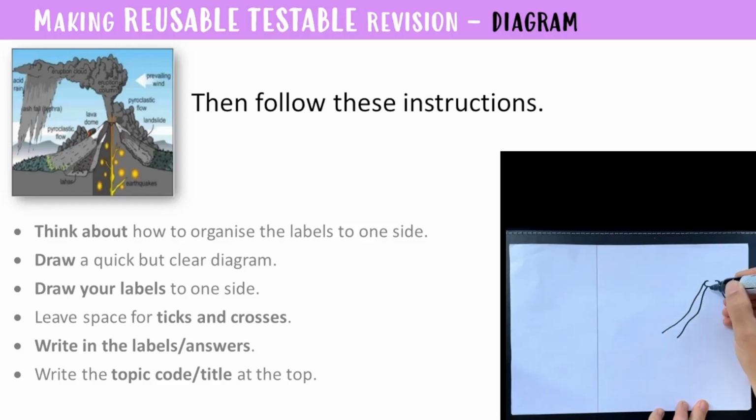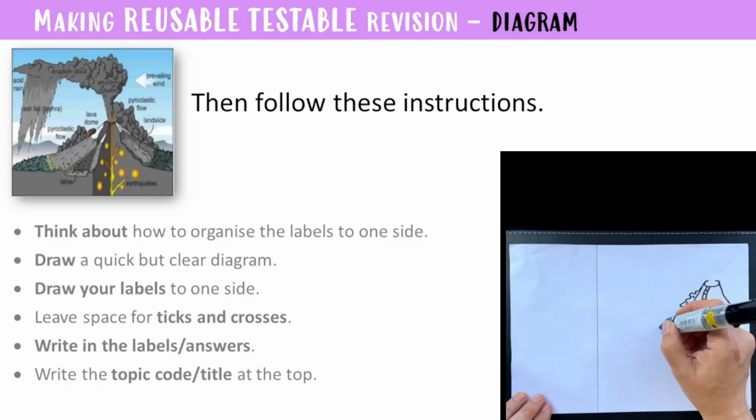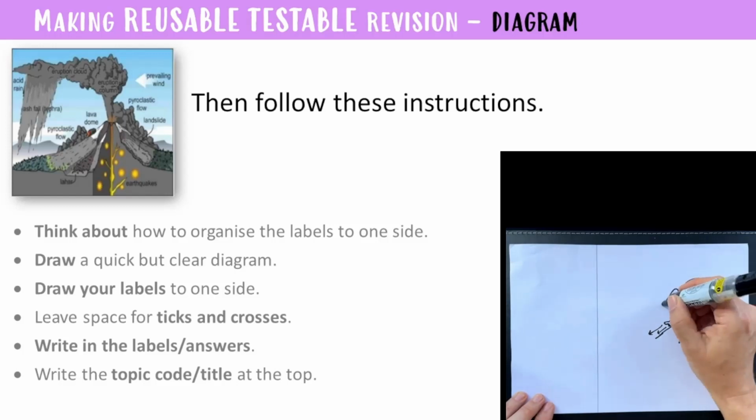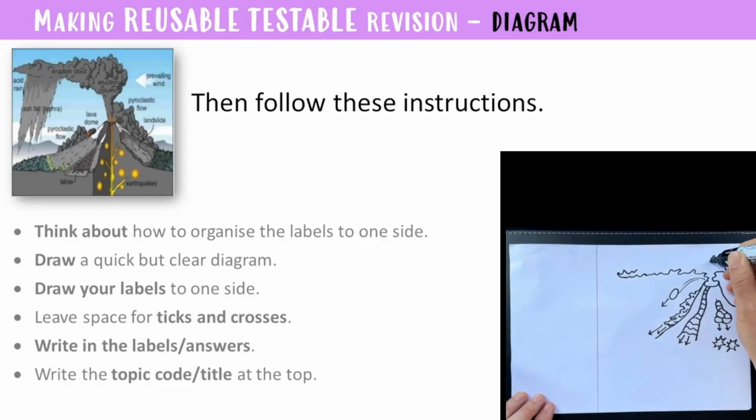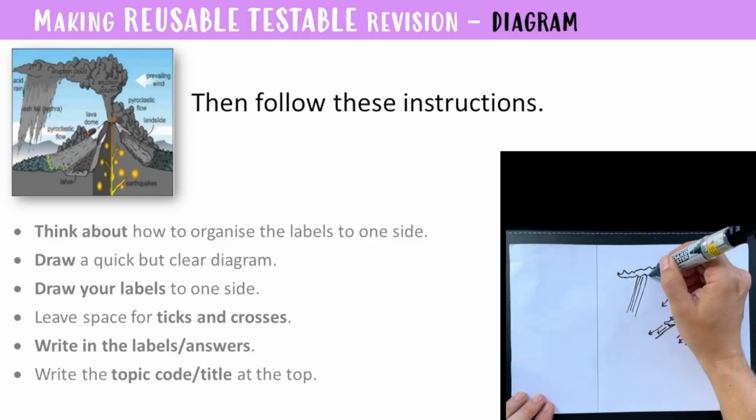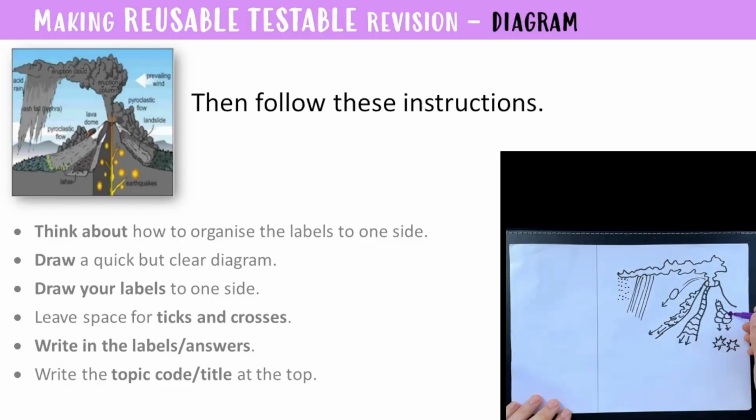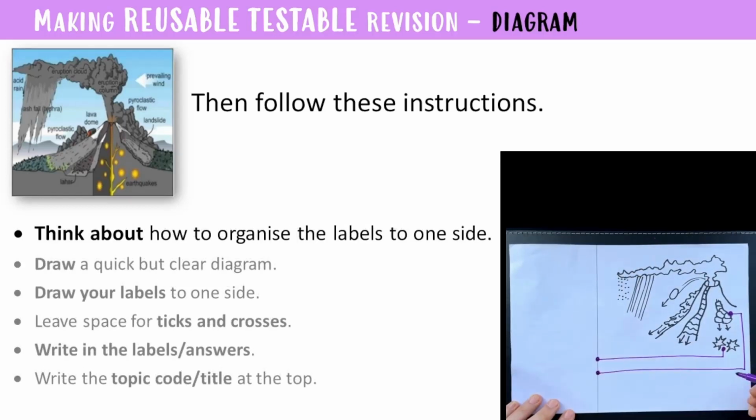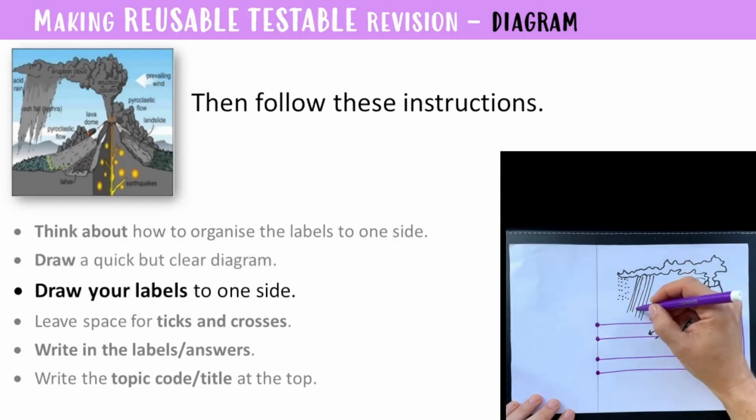There's my space on the left. I'm going to draw the diagram over on the right. It doesn't have to be perfect. It's just a diagram to help me learn. So I'm going to sketch that out. Now once I've finished doing the diagram, I'm then going to be drawing my labels to one side here.